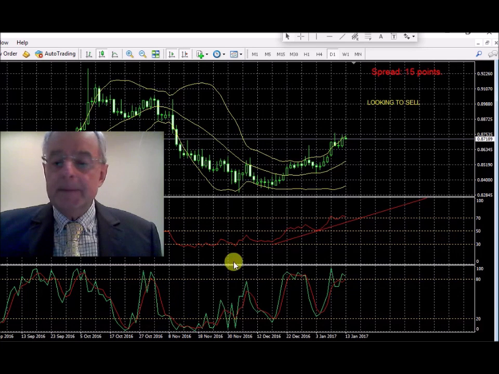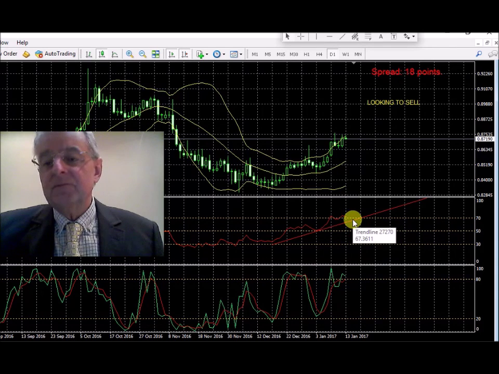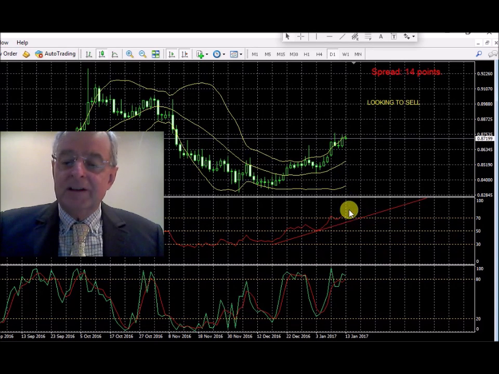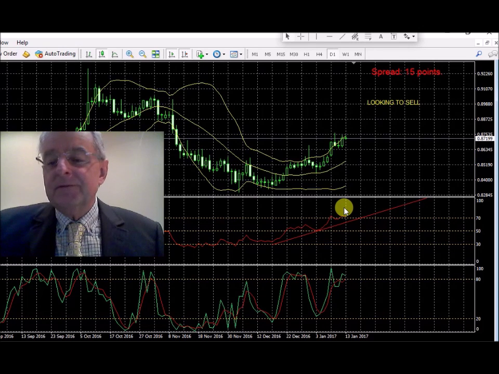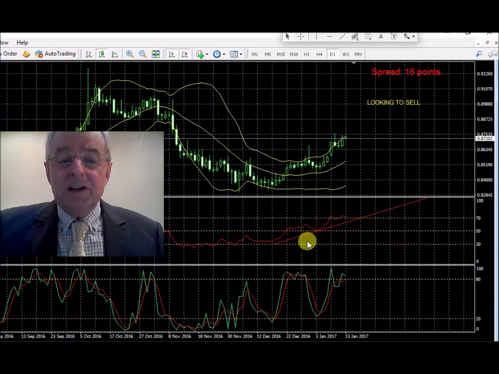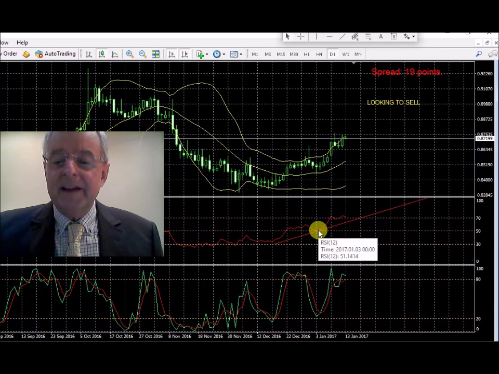Euro GBP. Again, you've got the trend line on the RSI there, and we're looking to sell. We're going to wait until the RSI breaks the trend line. A lot of Forex is actually patience, and a lot of the time you can miss things, and you can kick yourself as much as you like. If you missed it, you missed it. Get on with it. Look at a different pair.